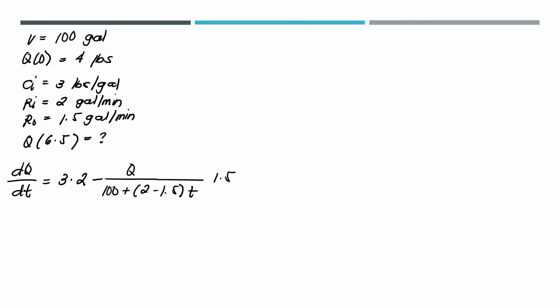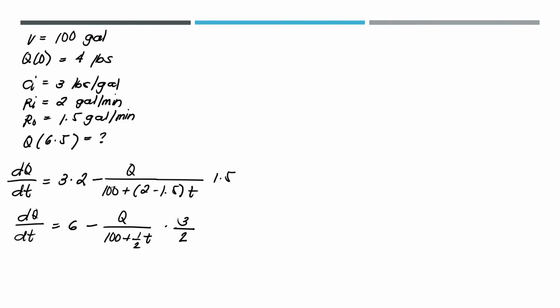Okay, so therefore, we can simplify this one to dq over dt. This is equivalent to 6 minus q over 100 plus 1/2 t times 1.5 or 3 over 2. Oh, so, lagay ko na lang 3 over 2. Ayan. Okay?